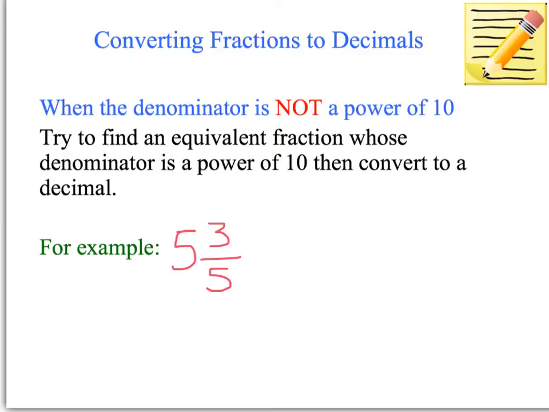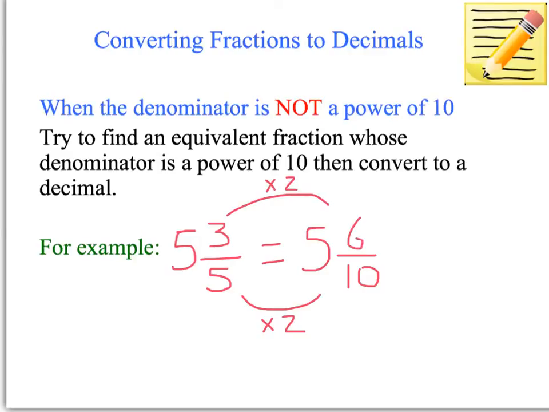So we can easily convert fifths. So you know fifths will go to tenths. So we can change it to 5 and something over 10. So 5 2s are 10. So what we do to the bottom we have to do to the top. So I multiplied by 2 to get 10. So the top number I have to multiply by 2. So 3 times 2 is 6. So then I know that 3/5 equals 6/10. That's an equivalent fraction. Now I can convert it into a decimal.